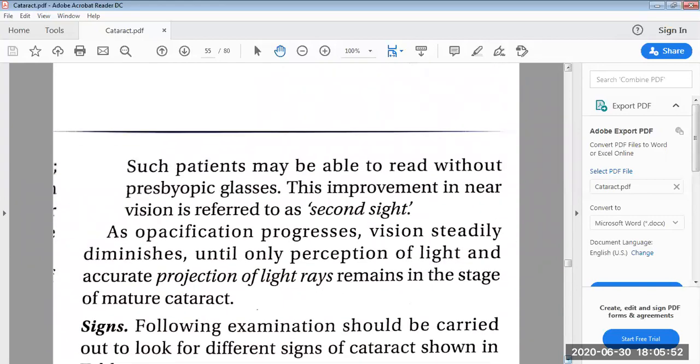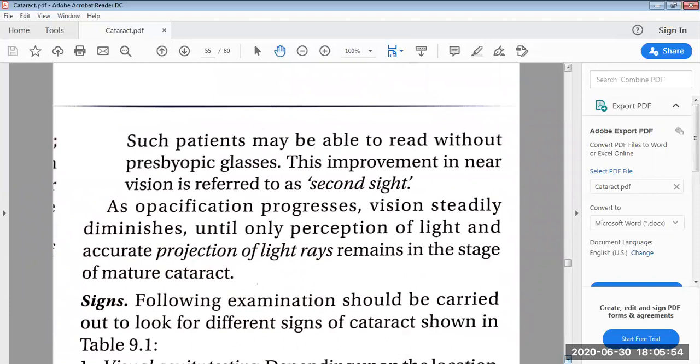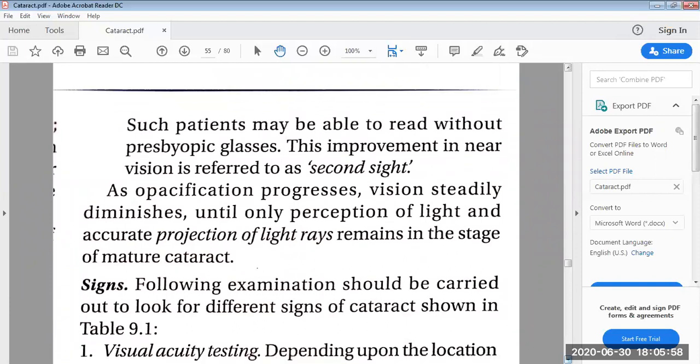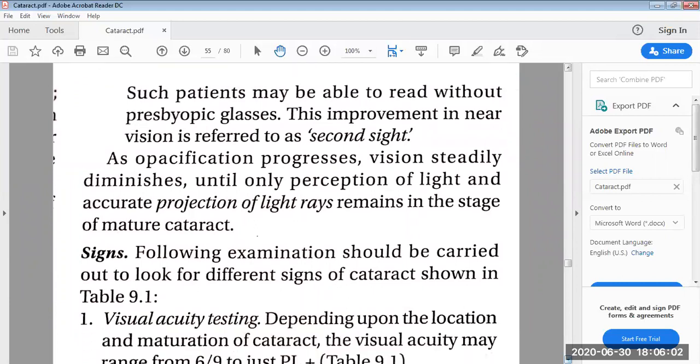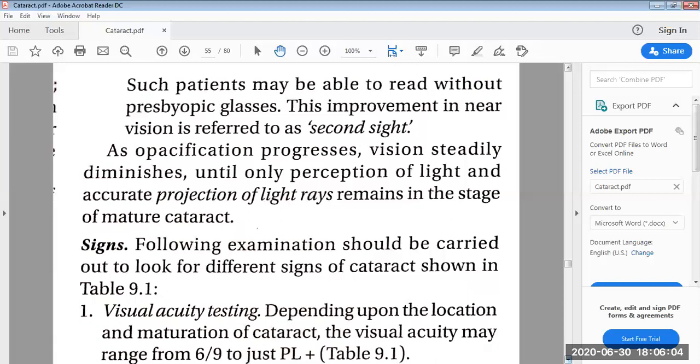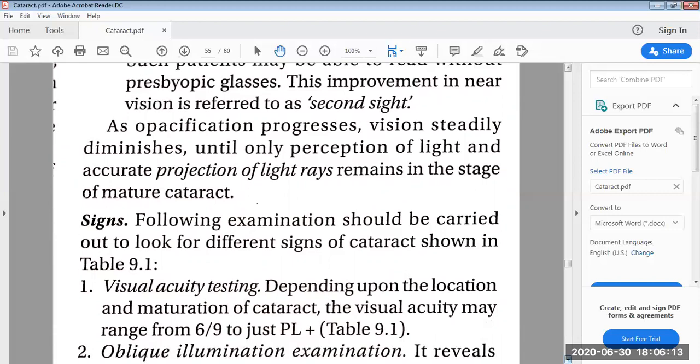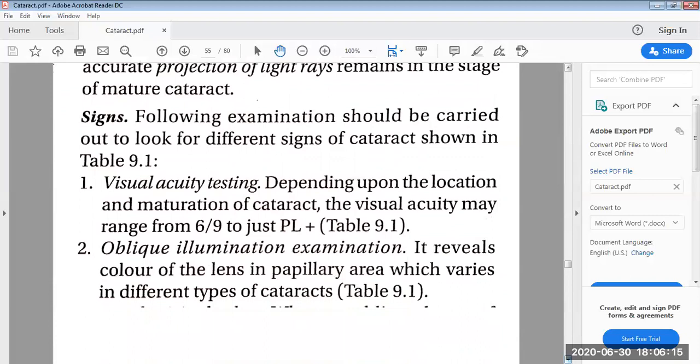Such patients may be able to read without presbyopic glasses. The improvement in near vision is referred to as second sight. As opacification progresses, vision steadily diminishes until only perception of light and accurate projection of light rays remains in the stage of mature cataract. Then the signs we will discuss in the next session.